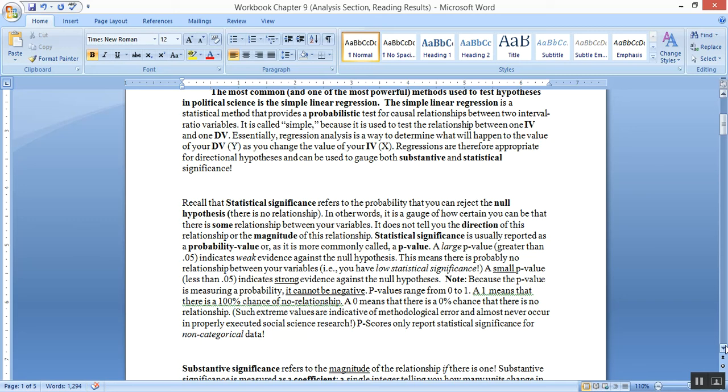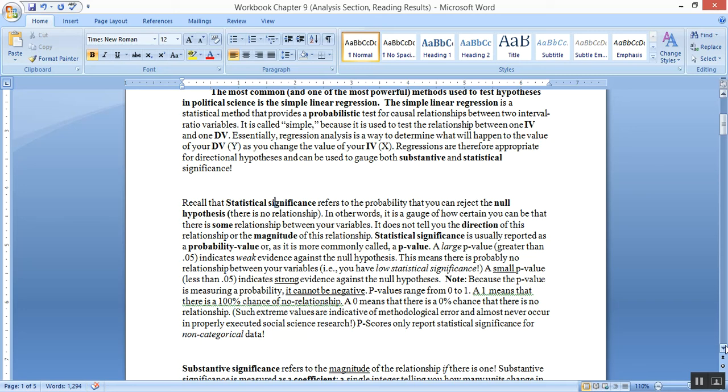And you're going to remember from past lecture that statistical significance refers to the probability that you can reject the null hypothesis. A null hypothesis is a hypothesis of no relation. So if I am hypothesizing a relation between my earnings and daily temperature, then the null hypothesis would be that temperature has absolutely no impact on how much money I am making at my ice cream bar.